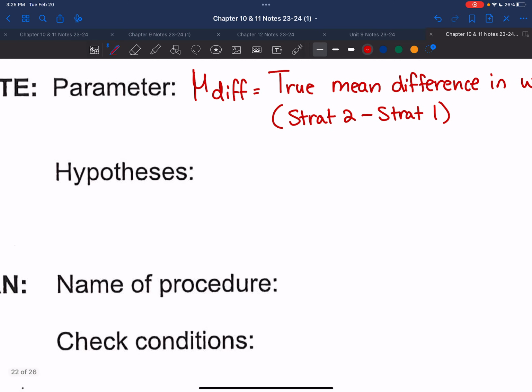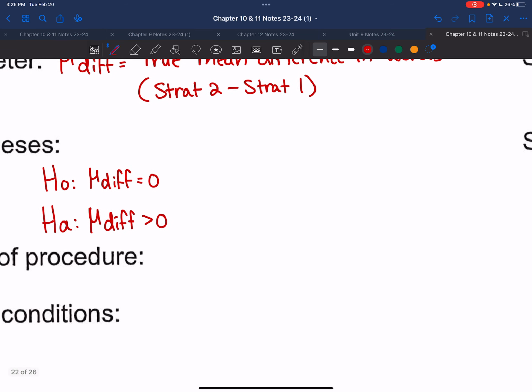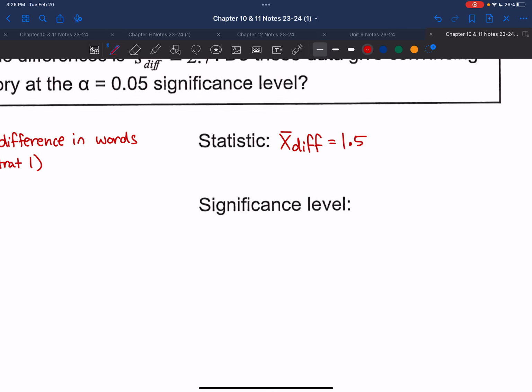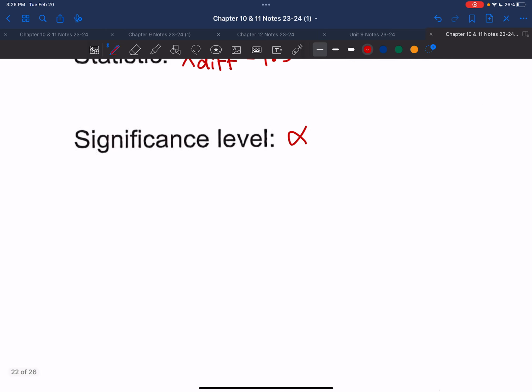Give direction. So, hypotheses, we're going to assume that the mean difference is 0, right? There's no difference between the two groups. But in reality, the alternative, we might be thinking that mu sub diff is greater than 0, okay? Meaning strategy 2 is actually better than strategy 1. All right, so our statistic, x bar sub diff, equals 1.5. And our significance level is 0.05.